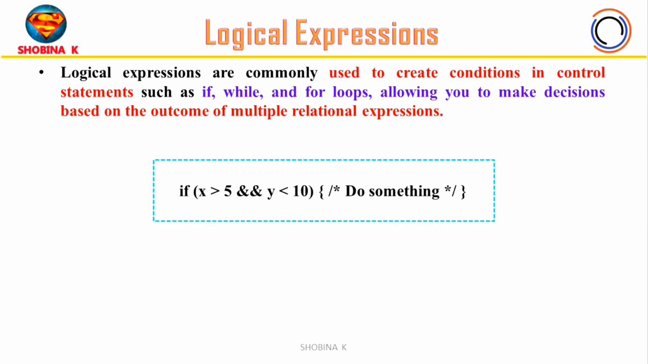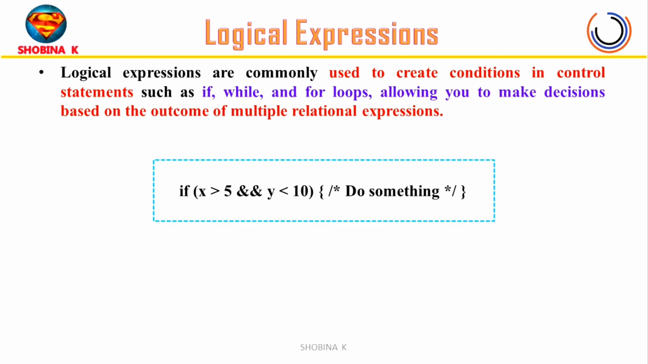Logical expressions are commonly used to create conditions in control statements such as if, while, and for loops, which allow you to make decisions based on the outcome of multiple relational expressions. Look at this expression. This conditional statement is using the logical AND operator. x > 5 is a relational expression that checks if the value of the variable x is greater than 5. y < 10 is another relational expression that checks if the value of the variable y is less than 10. The logical AND operator combines these two relational expressions.